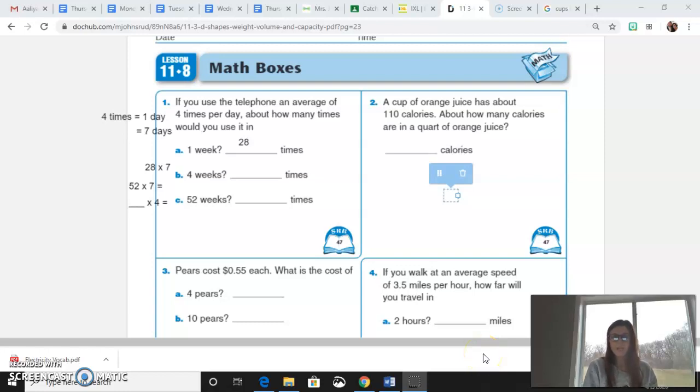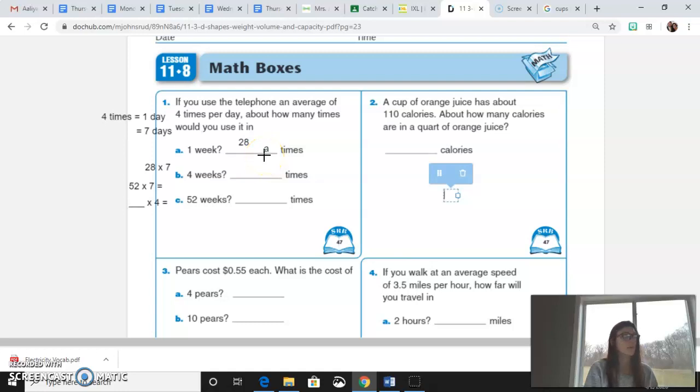Hi, fourth grade. So today I want you to go in your math journal to page 308. We're going to do this page and another one together, so make sure that you are on 308 ready to go. For number one, if you use the telephone an average of 4 times a day, how many times would you use it in a week?